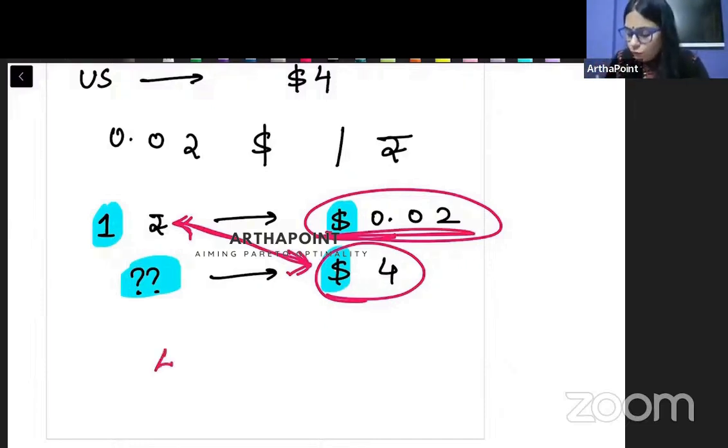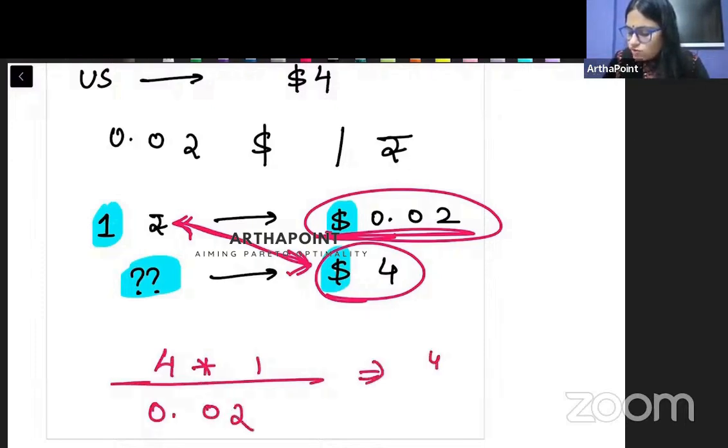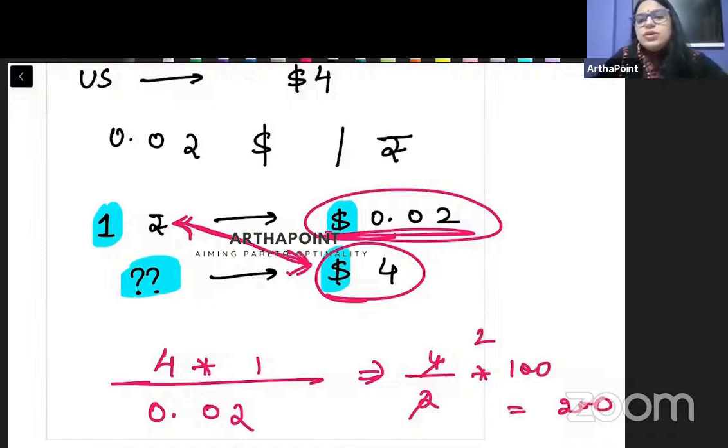So 4 into 1 divided by 0.02. So it will be 4 by 2 into 100. So it will be 200. So the answer to this question will be 200. That's it. Am I clear with this method?